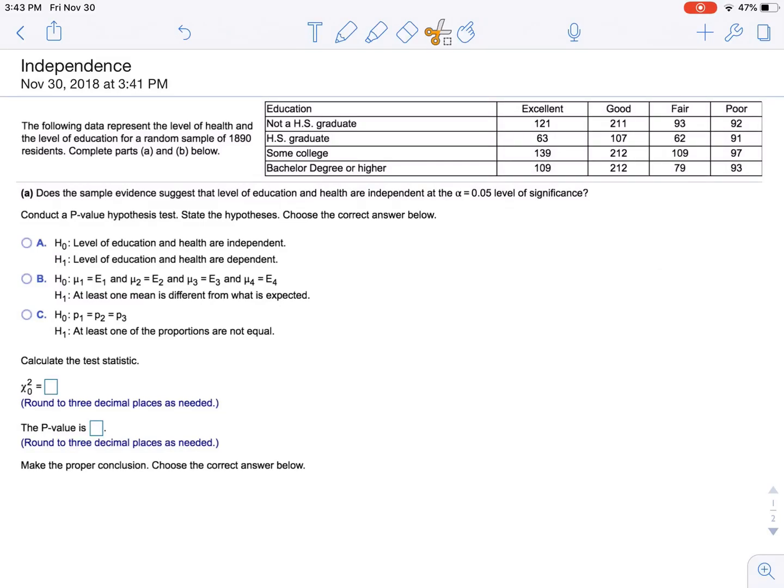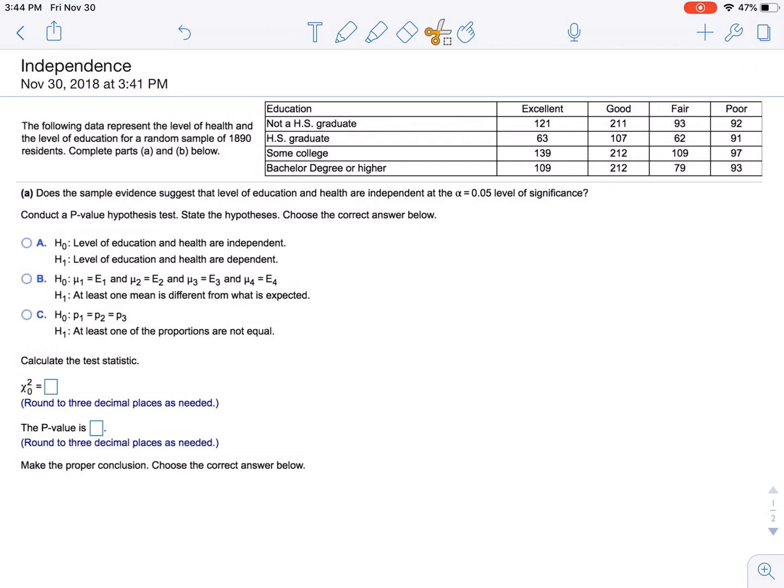All right, in this question we have a test of independence, which we can tell by looking at part A. It says, does the sample evidence suggest that level of education and health are independent at the 0.05 level of significance? So we have excellent, good, fair, and poor health, and we have not a high school graduate, some college, and bachelor's degree or higher. And we have this two-way table. All the data is here in a two-way table with two variables.